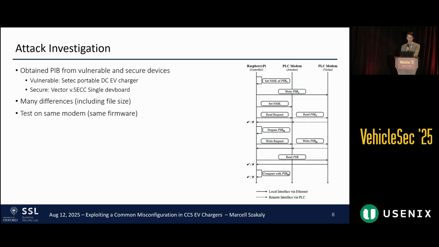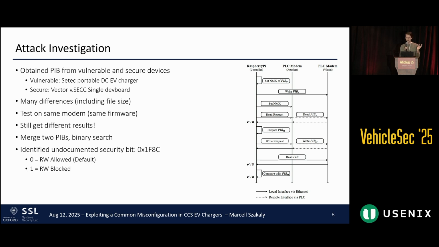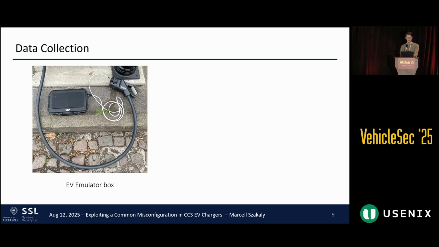And with this, we saw that the two different PIBs behave differently on the different modems. So the next thing we did was we started merging the PIBs, first half from the secure one, second half from the vulnerable one, and then did binary search on the cutoff point based on whether the attack still worked or not. And we used this to narrow it down to the security bit at 1F8C deep inside the file. We found that if it's 0, the reading and writing is allowed, and this is the default when you purchase a new development board. And if it's set to 1, then it is blocked.